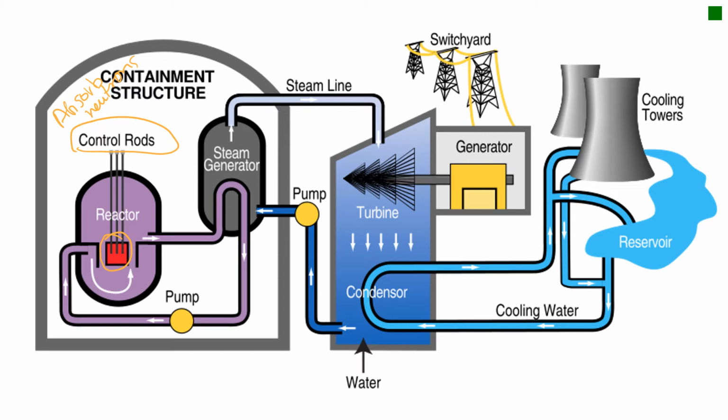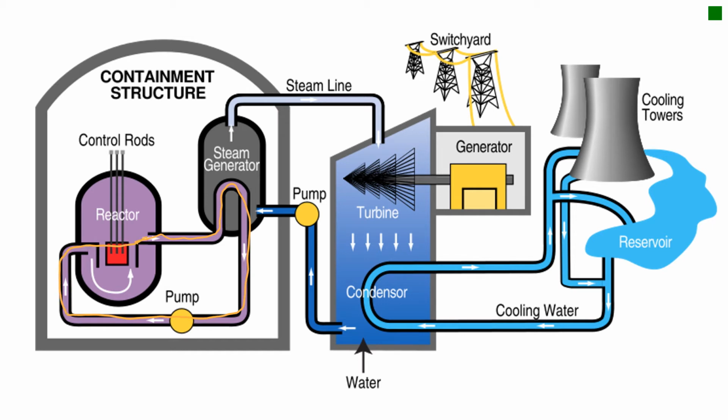If we want the reaction to slow down, we insert these control rods deeper into the fuel source, which means they are absorbing more neutrons. If we want to make the process go faster, we pull the control rods up. So, primary loop again, as a review: extremely radioactive, extremely hot, kept under pressure.